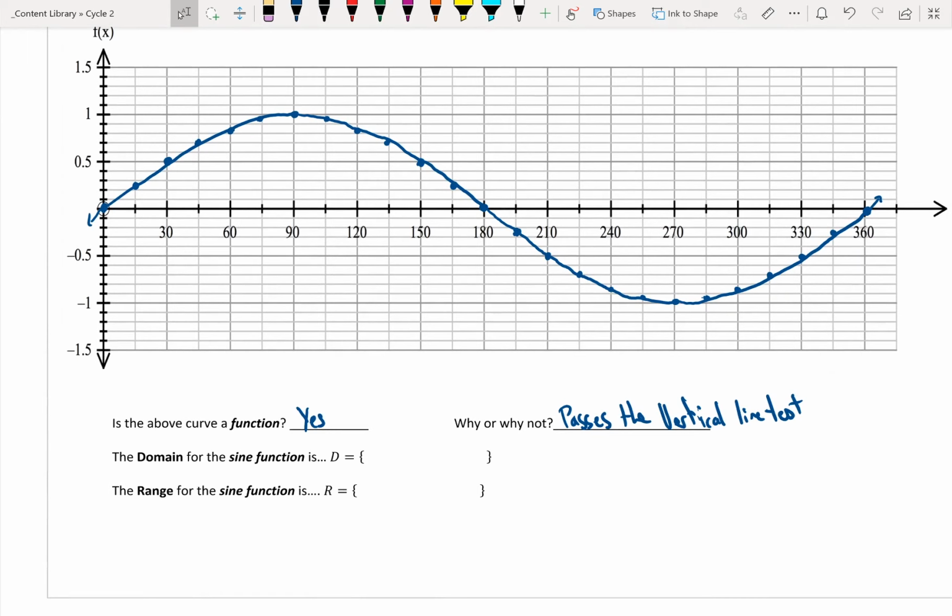What is the domain of the sine function? Because it continues on left and right forever, x can be any real number. What is the range of the sine function? Because we're dealing with a continuous curve, y equals any real number, but we have some restrictions because it can only go from -1 to +1. So that is our range for this function.